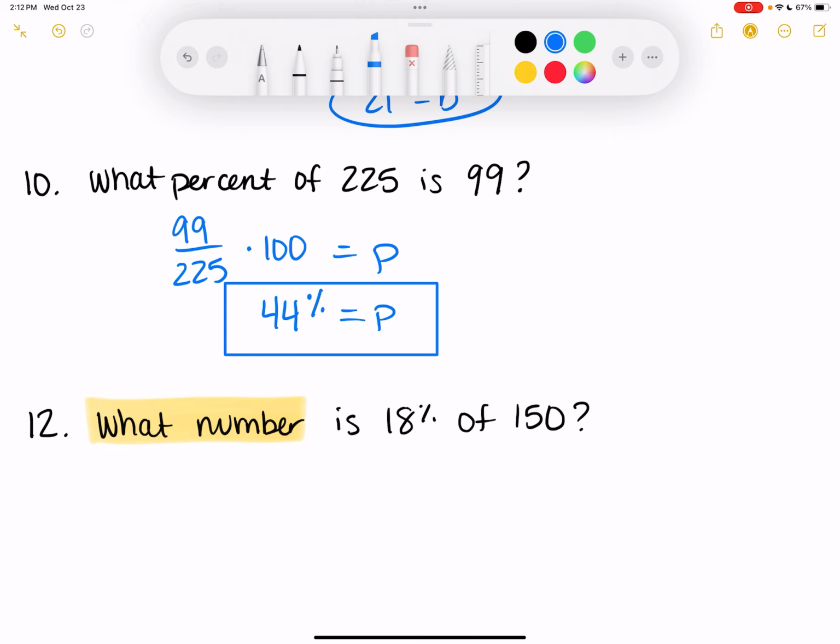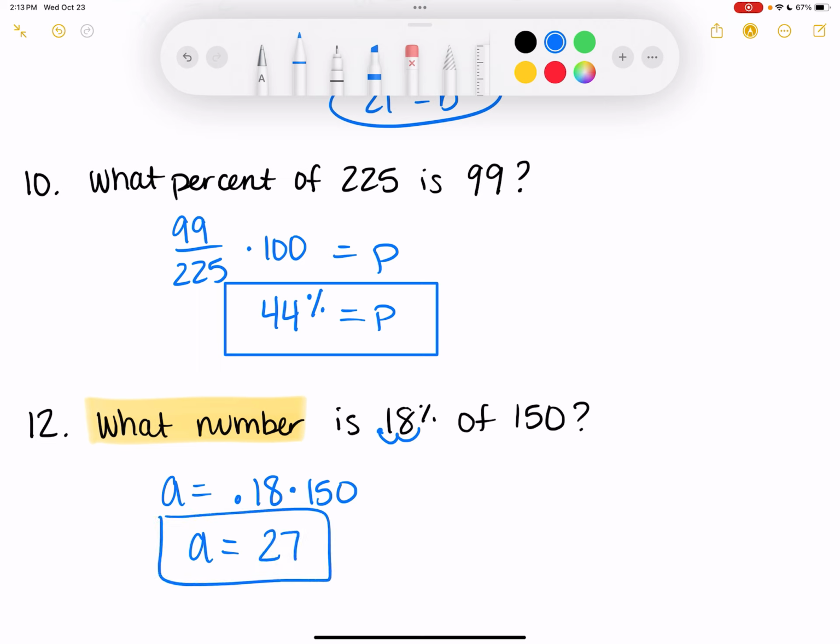A equals 0.18, because I got to move this decimal place over to be able to multiply it, times 150. And what do you get when you multiply that? 27. And so if you wanted to check this and make sure it's right, you can do 27 over 150, and that should come back and give you 0.18 if you've done it correctly.